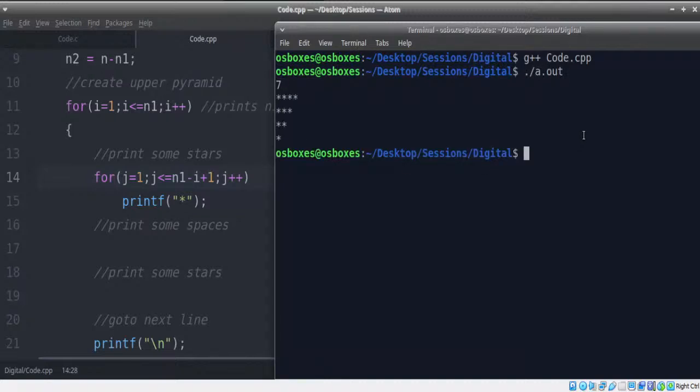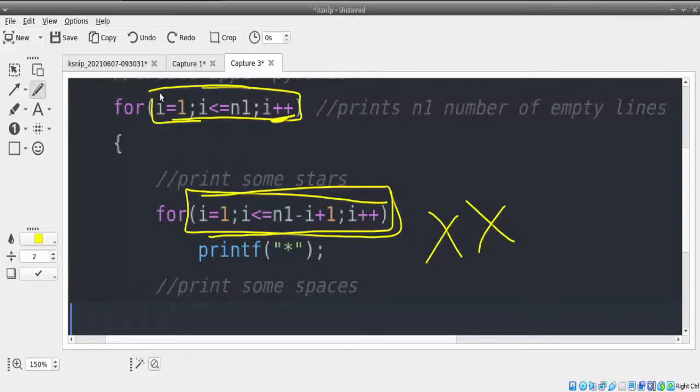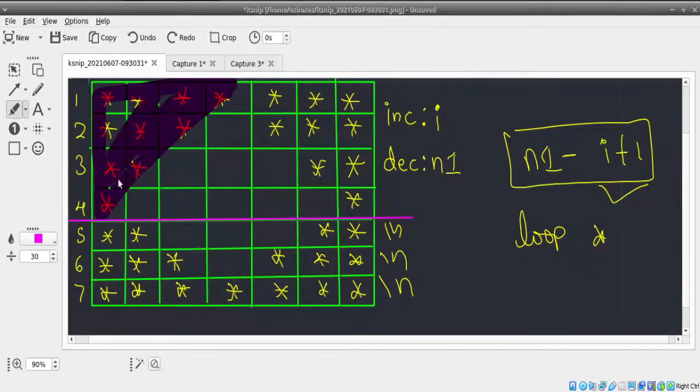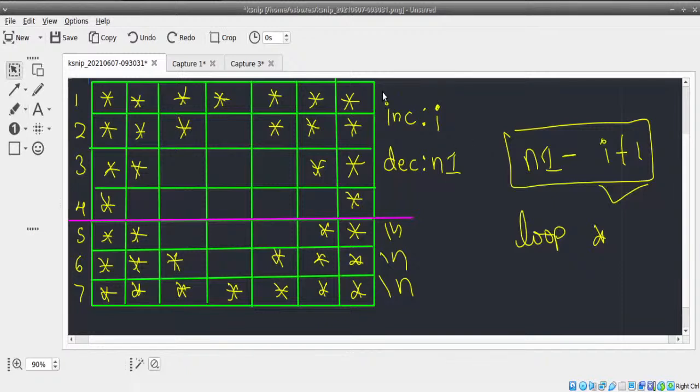So if I give 7, now we are getting the right output. This is our initial number of stars we got printed, right? So this is done. Now, with all of this done, 1/4 of this entire part is done. There's still so much other part remaining. Let's go on to the next part.